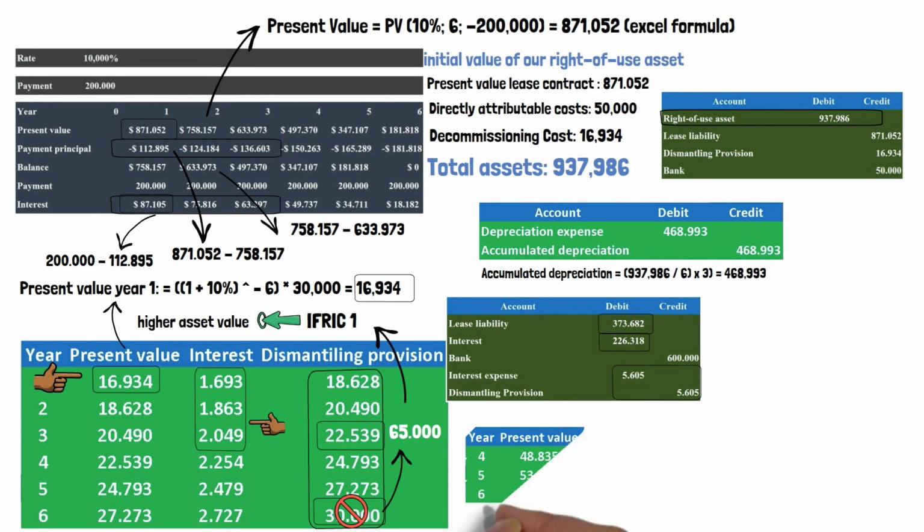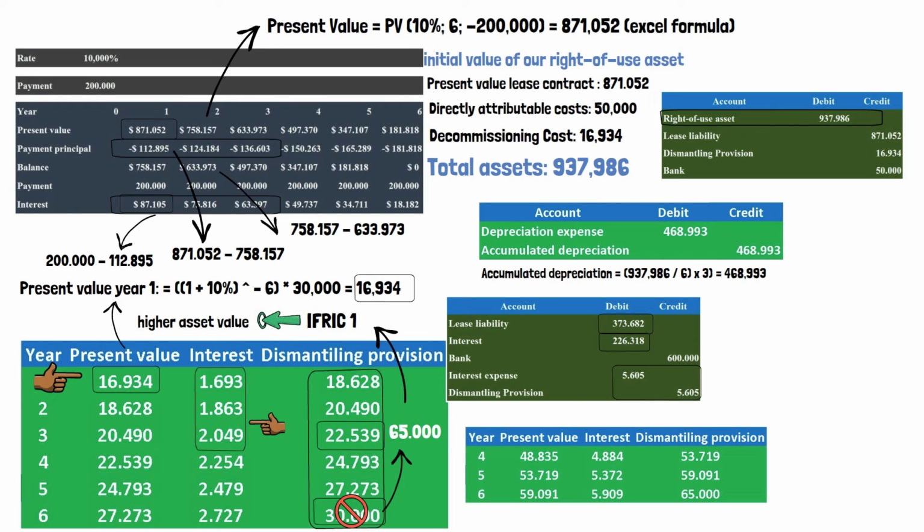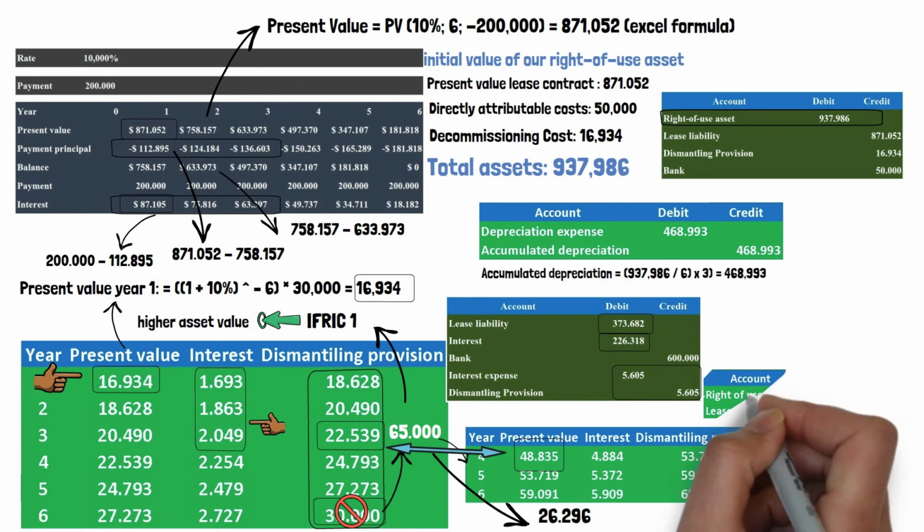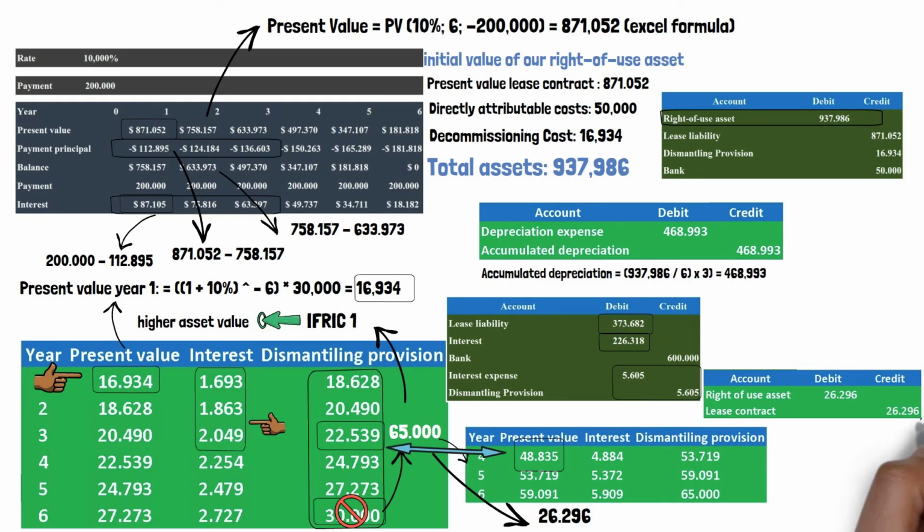Nevertheless, since there was a change in the estimate of dismantling costs, it is necessary to make a new amortization table. As we can see, the new present value balance is $48,835, and the old balance is $22,539. Therefore, it is necessary to adjust the right-of-use asset and the lease liability by $26,296, which is the difference between $48,835 and $22,539. The accounting recognition of this adjustment will affect both the right-of-use asset and the liability of the contract in the same amount.